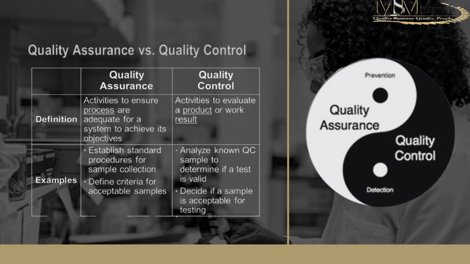You put quality assurance first and define how your quality process is going to be. You then put quality control measures in place to ensure that everything that comes through meets the set quality control criteria.